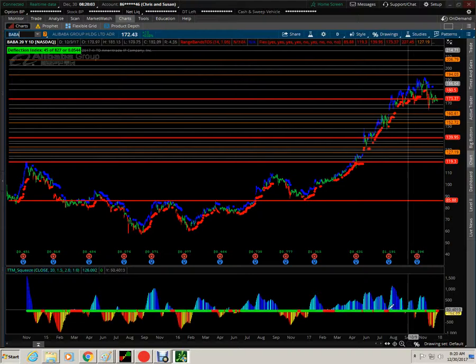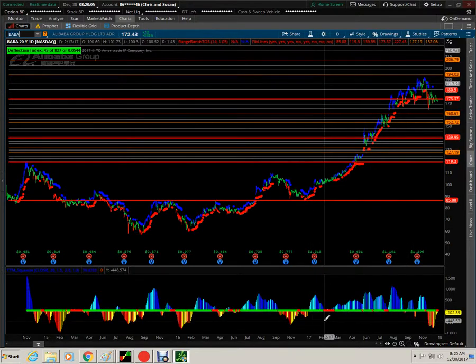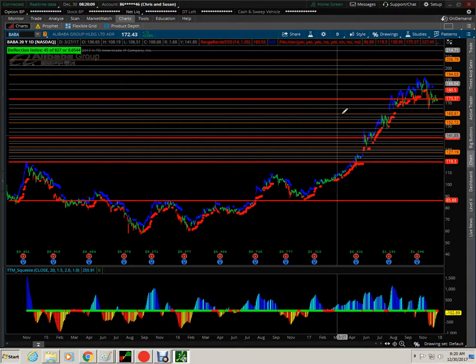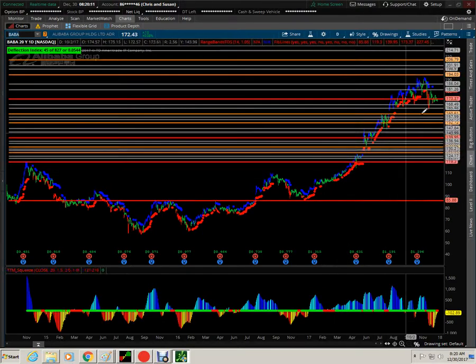And this TTM squeeze is usually when you have periods of consolidation like you had over here. When the stock breaks out of that period of consolidation, it usually continues in the same direction that it was. So you see we're going into a period of consolidation on BABA and hovering right here around the 261 line.